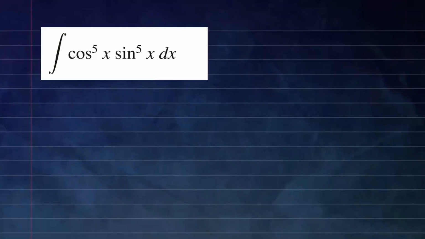Now let's work out this one where we have odd powers for sine and cosine, both of them.